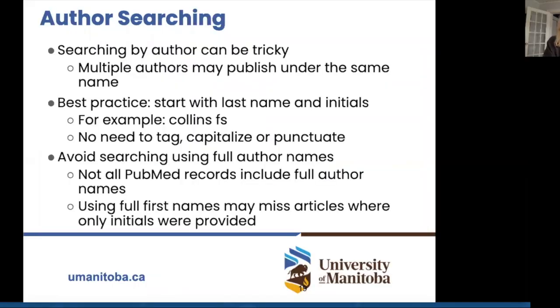So one of the most frequent tasks that users in PubMed do is searching for an author and trying to find all the publications by that author. So searching by authors can be tricky in PubMed, as in other databases, when multiple authors have the same name or when one author publishes under different variations of their own name. So there are a few techniques that you can use to help ensure that you're finding articles by the author you're looking for and not a different author with a similar name.